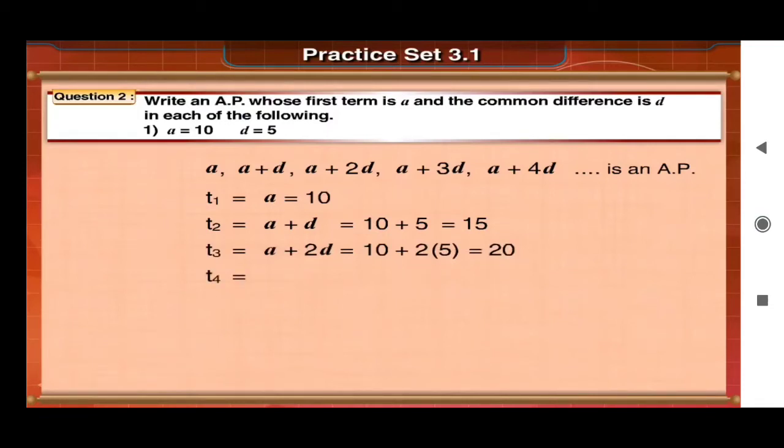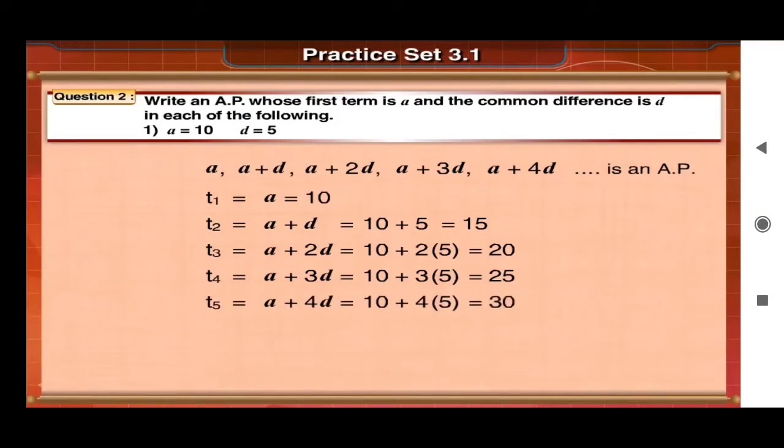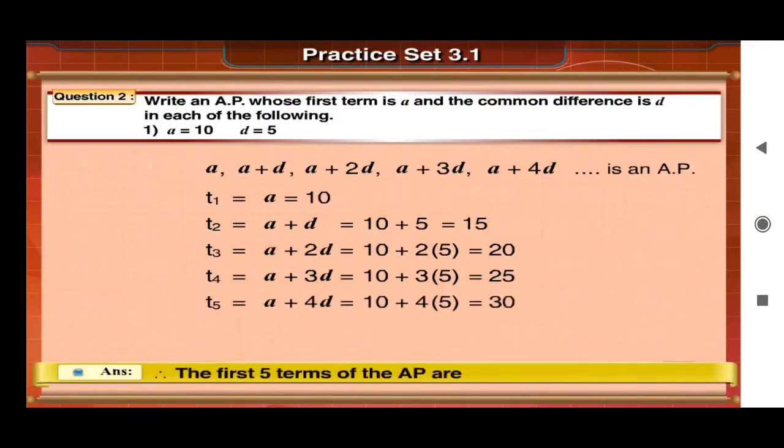T4 is equal to A plus 3D, which is equal to 10 plus 3 into 5, which is equal to 25. T5 is equal to A plus 4D, which is equal to 10 plus 4 into 5, which is equal to 30. Therefore, the first 5 terms of an arithmetic progression with the first term 10 and common difference 5 are 10, 15, 20, 25, 30, and so on.